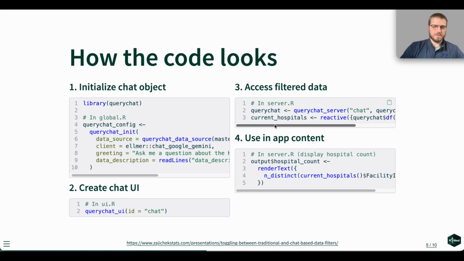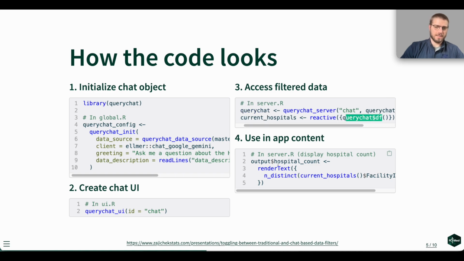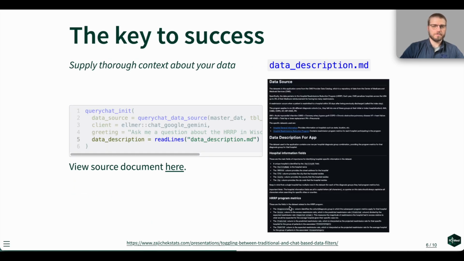And then in your server side, create this query chat server and feed it your configuration, and that's going to handle all the back and forth with the LLM. And now I can access my data set through this df object in query chat, which is just going to store the data set from the most recent query executed, and then I can just use that downstream like I would with any kind of reactive data set.